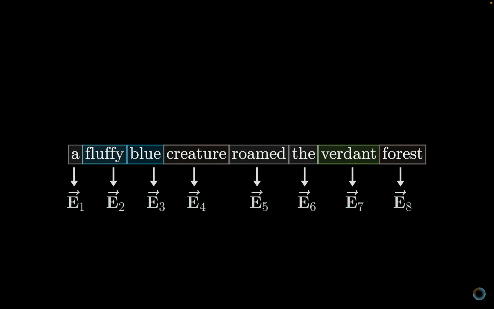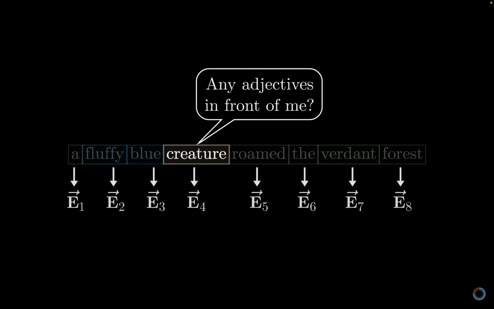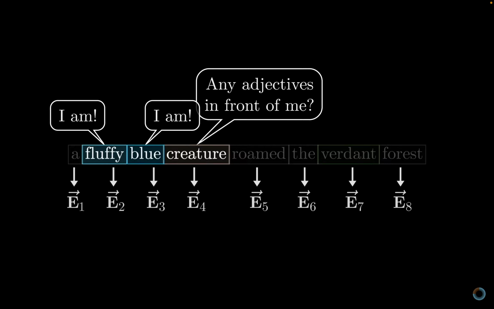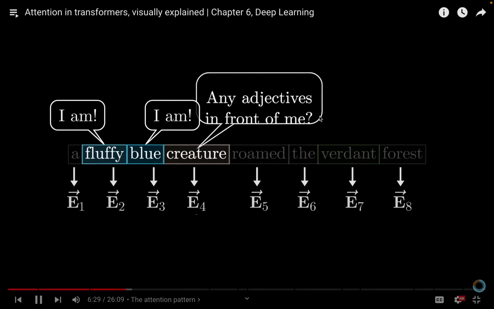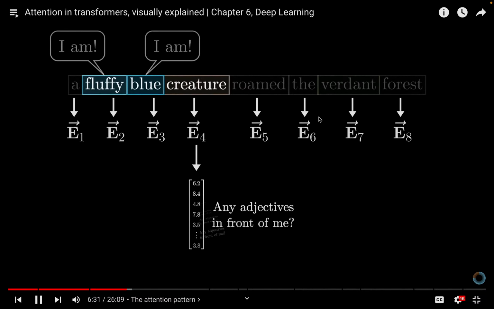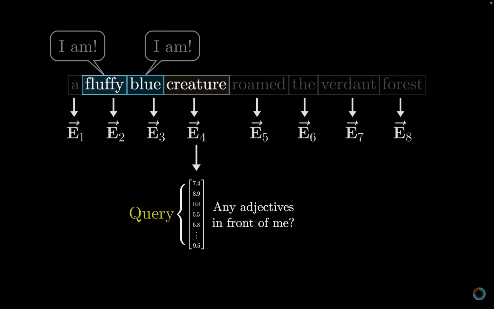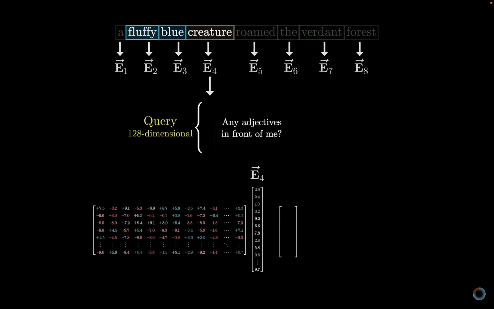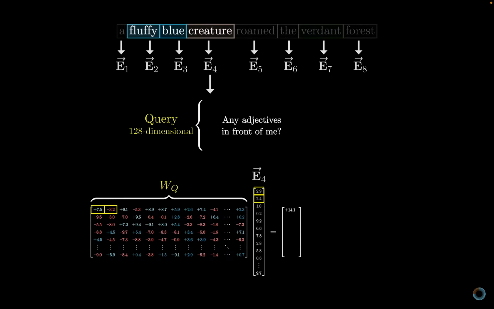For the first step of this process, you might imagine each noun, like creature, asking the question, "Hey, are there any adjectives sitting in front of me?" And for the words fluffy and blue to each be able to answer, "Yeah, I'm an adjective and I'm in that position." That question is somehow encoded as yet another vector, another list of numbers, which we call the query for this word. This query vector, though, has a much smaller dimension than the embedding vector, say 128. Computing this query looks like taking a certain matrix, which I'll label WQ, and multiplying it by the embedding.